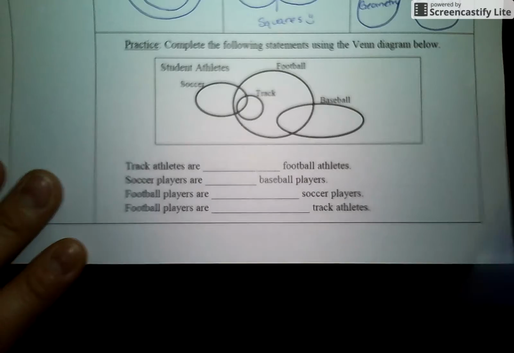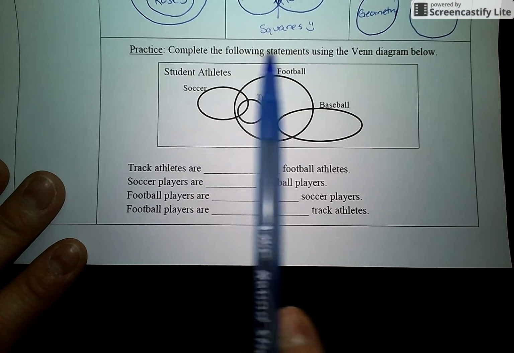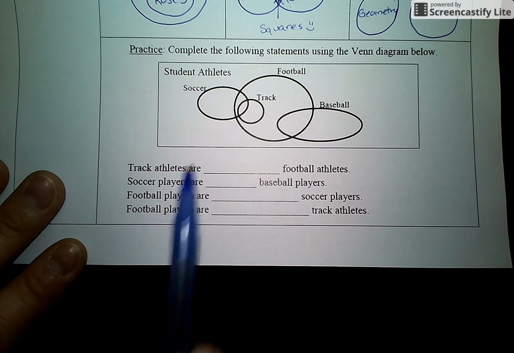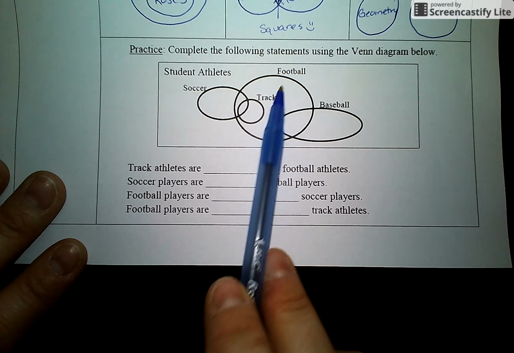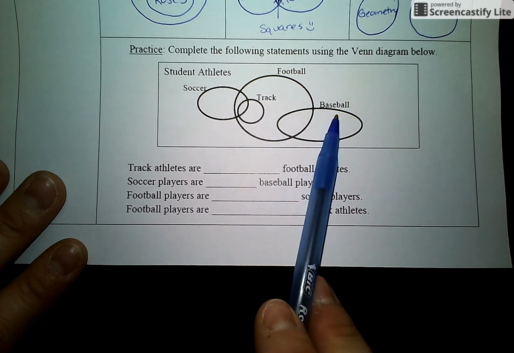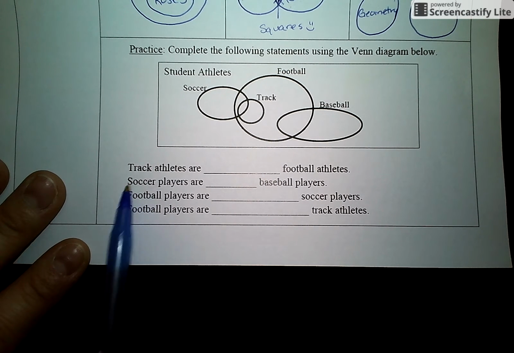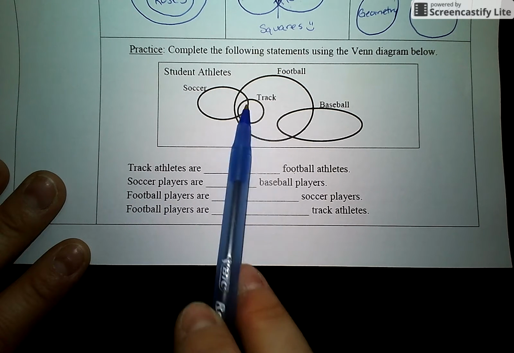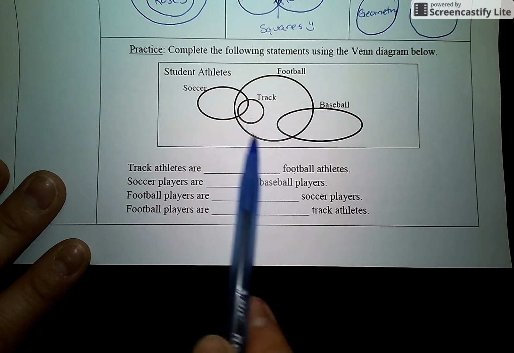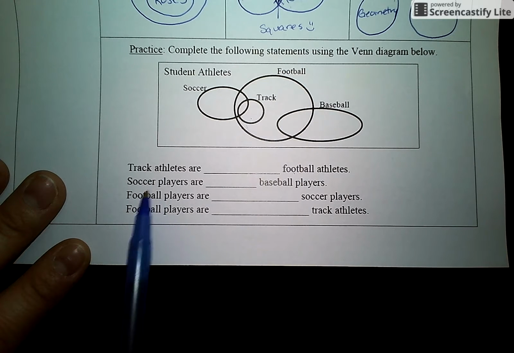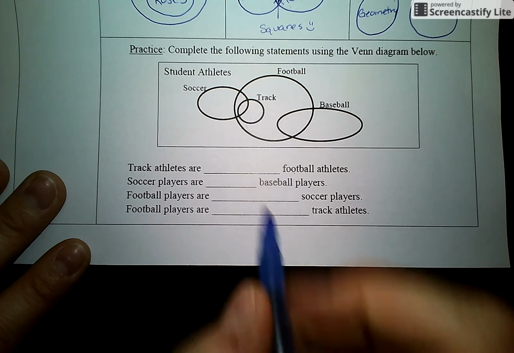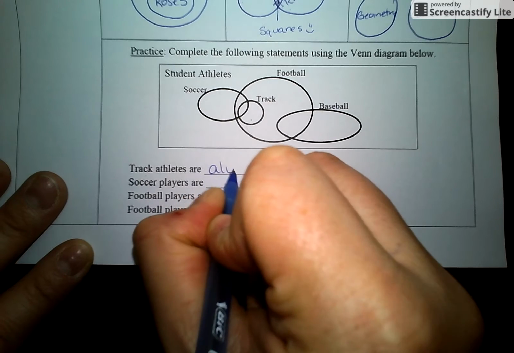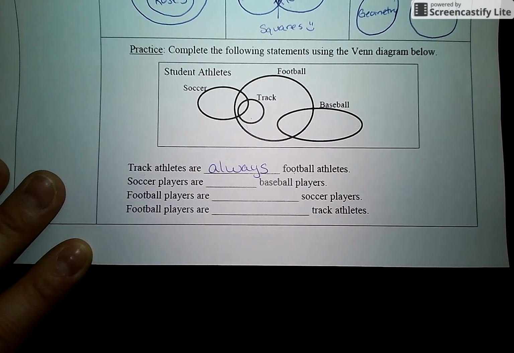Let's run through a practice problem that's already completed for us. We've got this Venn diagram representing all the student athletes, soccer players, football players, members of the track team, and baseball players. Let's compare track athletes to football players. Notice that the track bubble is completely inside the football bubble. Therefore, track athletes are always football athletes.